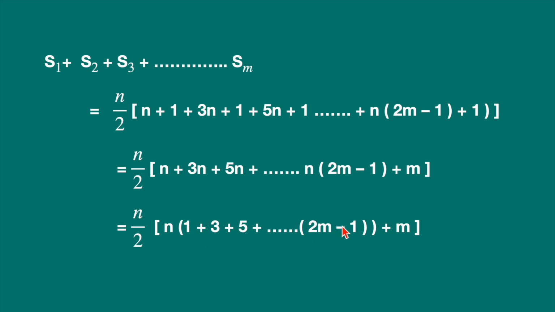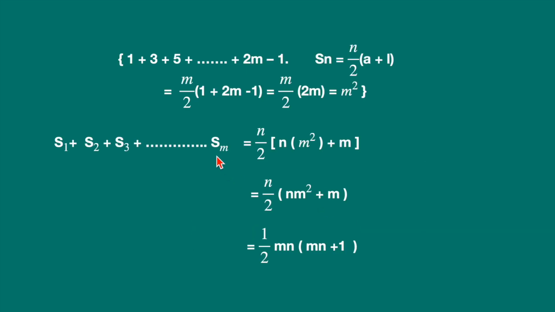Now this is again an arithmetic progression. This is the first term, the last term, and the common difference is 2. So here let's write down the first term and last term. You don't need the common difference. The number of terms is m in this sum. So you can substitute these values, you will get m square for that arithmetic progression.